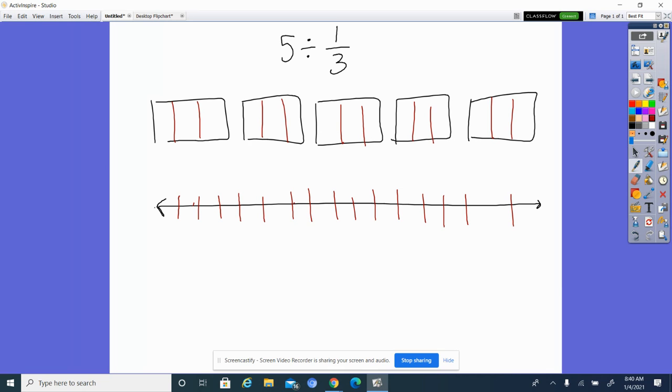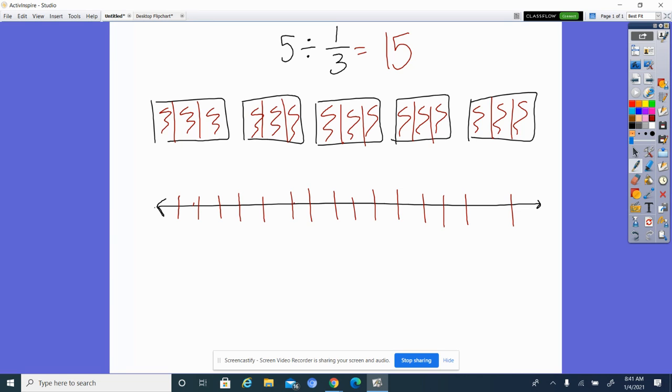It says how many sections does the nature preserve have for different tours? Well, how many do we have? Here's 1, 2, 3, 4, 5, 6. How many do we have? 15. So 5 divided by 1/3 equals what? 15.